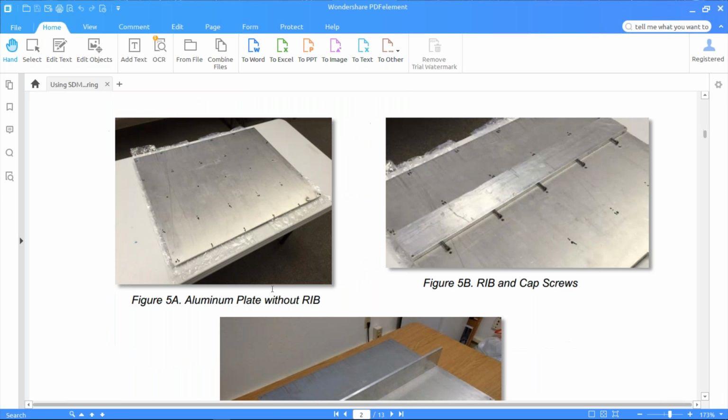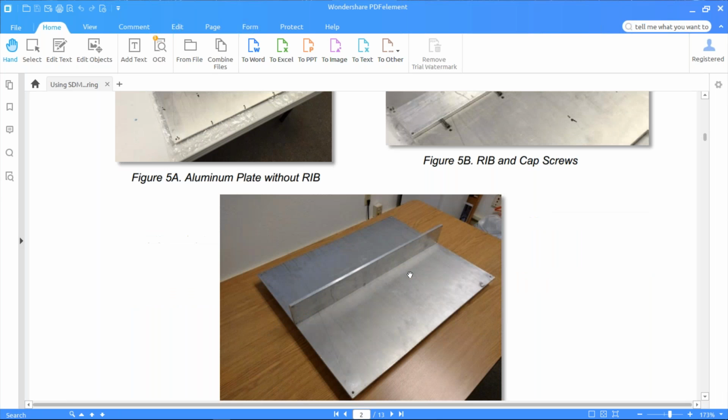And here are some photographs of the flat plate. It's an aluminum plate, nominally 3/8 of an inch thick. Over here in this second figure is the rib stiffener, and it's not attached. You can see there are 5 cap screws there that were used to attach the rib to the plate. And then finally, here's a picture of the plate with the rib attached down the center line.